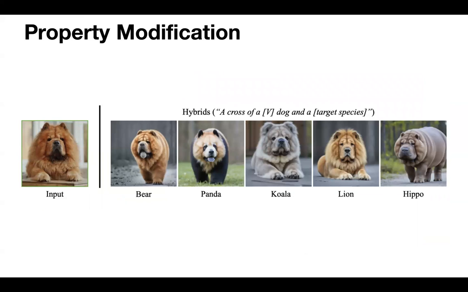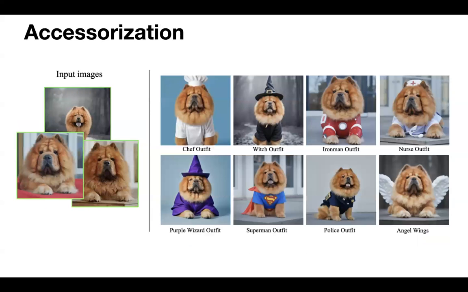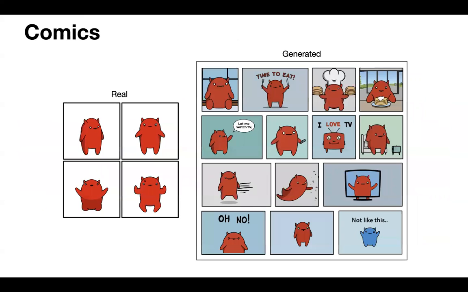An interesting one, property modification. Here we show examples of hybrids between our subject dog and other species. Using DreamBooth, we can also accessorize a live subject, for example, dressing up our subject dog in different costumes. And we show that our method can even draw comic vignettes by creating the first comic with a consistent character generated by a diffusion model. And it is shown right here.